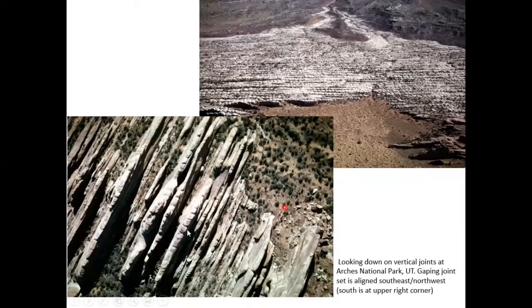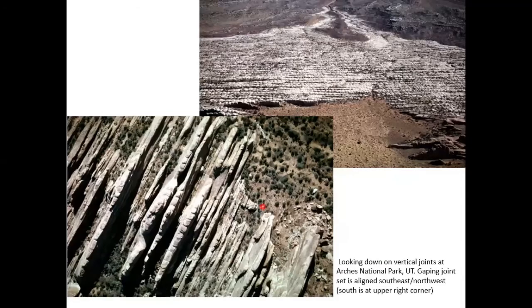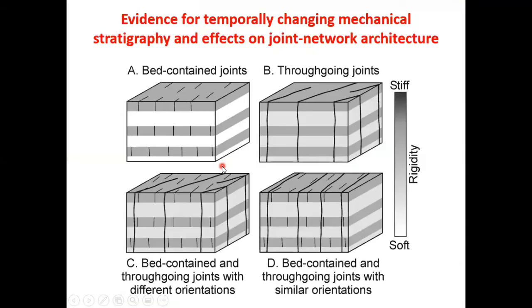So we have more examples here. These are bedding planes, and you can see at the surface of this outcrop these lines perfectly aligned and parallel. Those are fracture planes. So we are looking down on vertical joints at Arches National Park, Utah. And the gaping joint set is aligned southeast-northwest in this case.